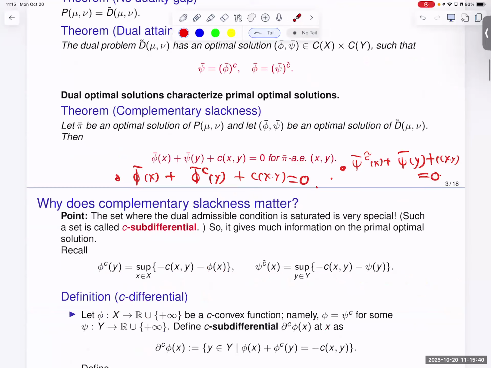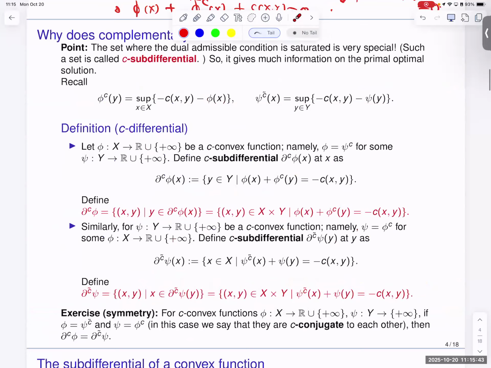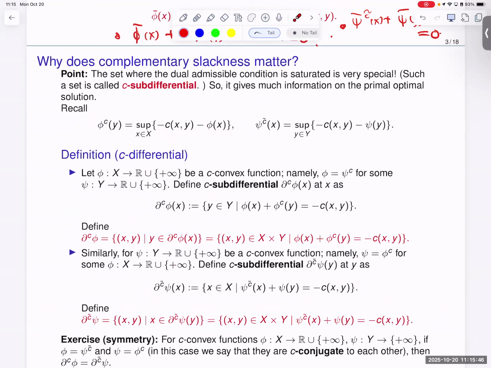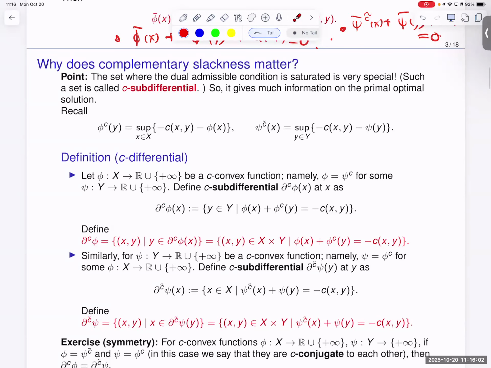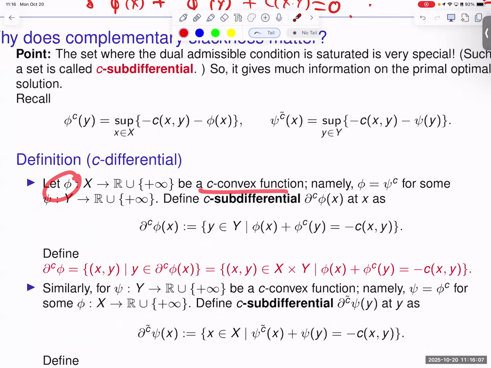Below, to understand how we get Brenier's theorem, I think you learned this notion of c-subdifferential. Am I right? Anyways, we just define it, it can be a review for you. So given a c-convex function, which is given by the c-transform of some other function, you can define the c-subdifferential first.